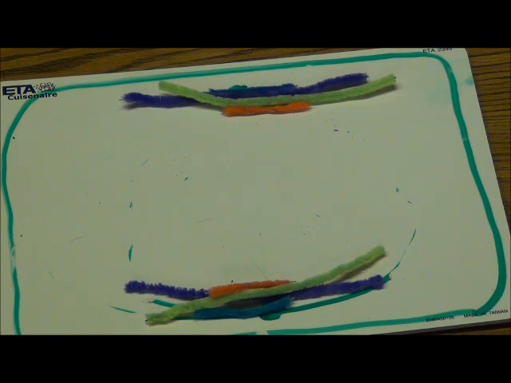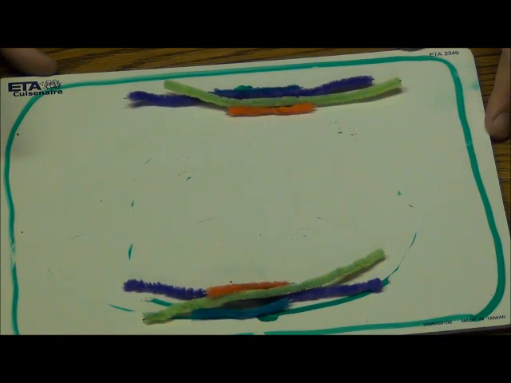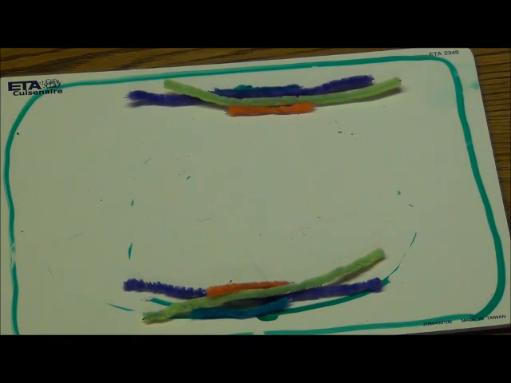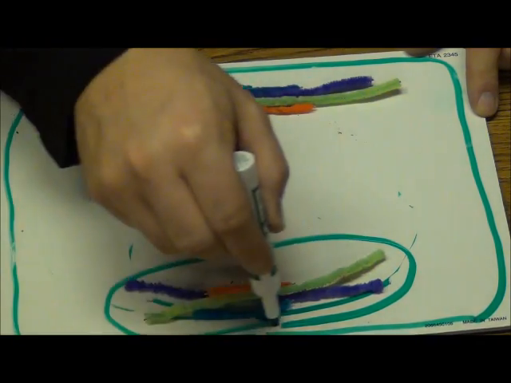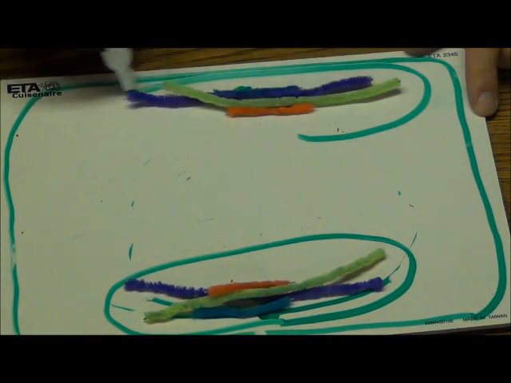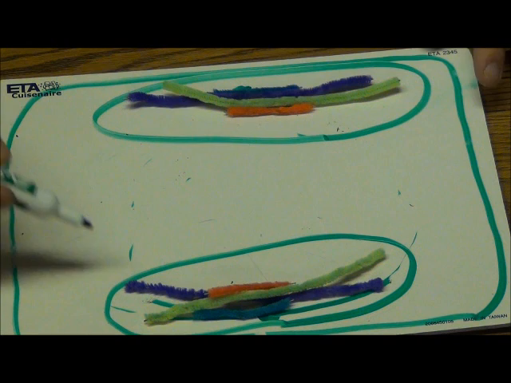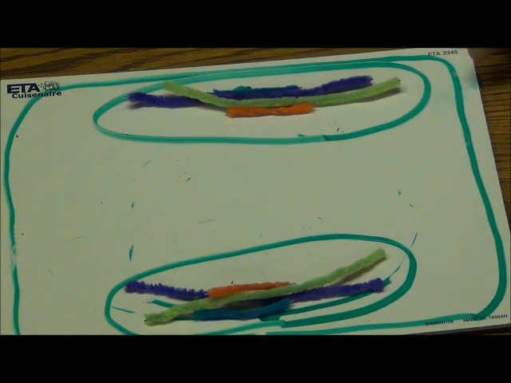And finally, we end up at telophase. So we've gone from interphase into prophase, prophase flows into metaphase, metaphase flows into anaphase, and finally we have telophase. In telophase, a couple of the main things that happen here is that we have our nucleus reappear. Our nucleus is going to reform around each of the groups of chromosomes.